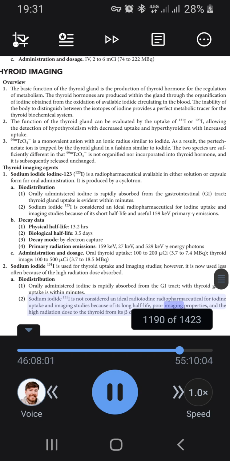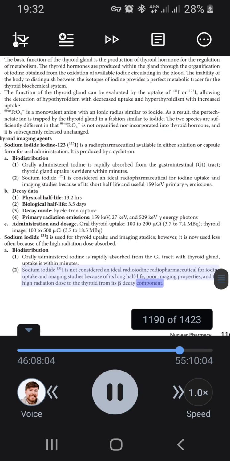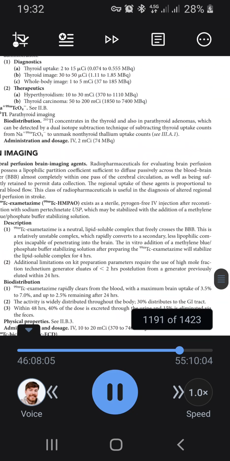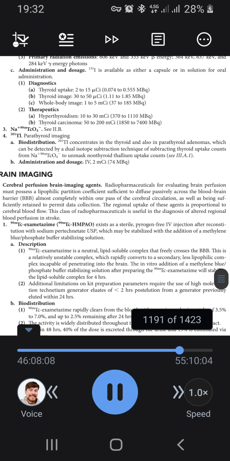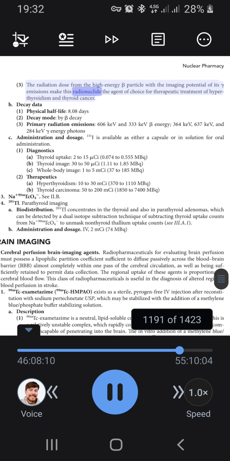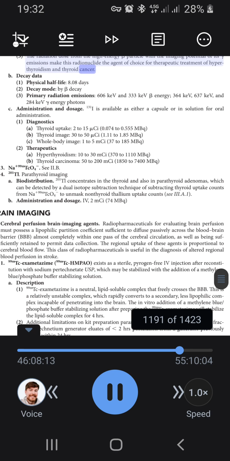long half-life, poor imaging properties, and the high radiation dose to the thyroid from its beta decay component. 3. The radiation dose from the high-energy beta particle, with the imaging potential of its gamma emissions, make this radionuclide the agent of choice for therapeutic treatment of hyperthyroidism and thyroid cancer.